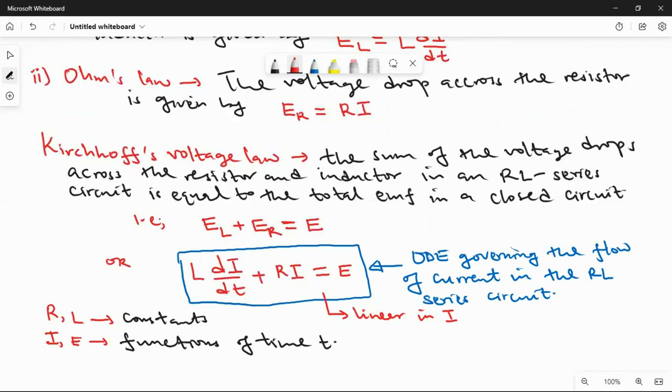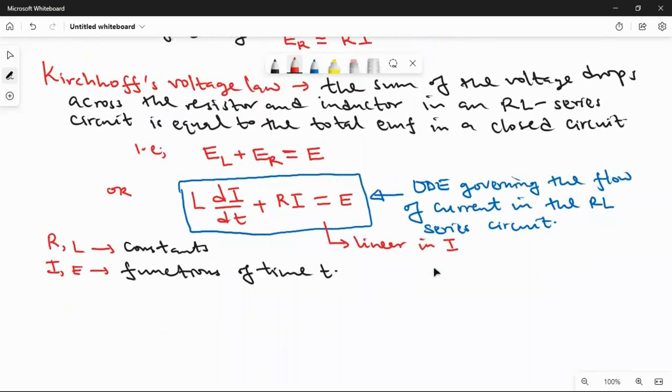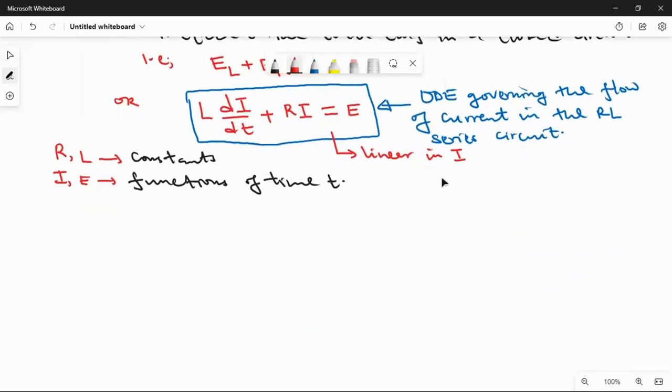Now, let me give you an example of a question that deals with an RL series circuit. You write example. Let's call it example number 1.